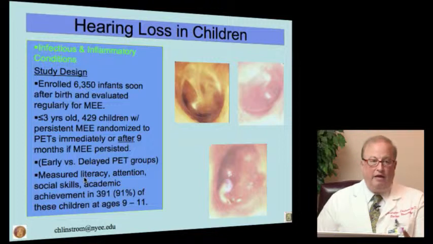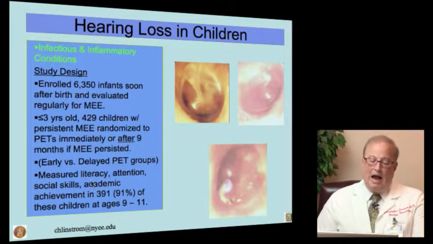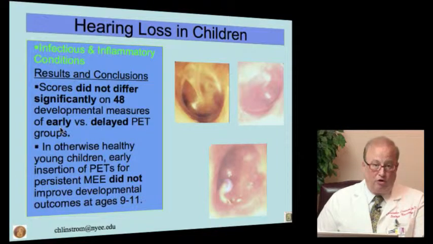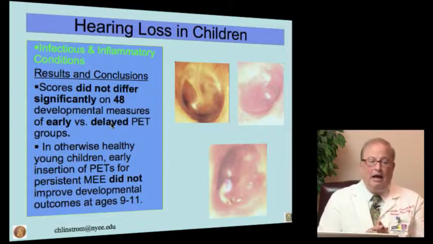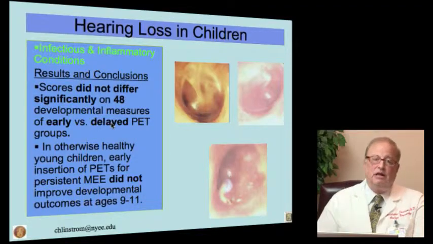They measured the later developmental skills of these children, of these 2 cohorts, and they had about a 91% follow-up rate. Now, they looked at a huge number of things, 48 developmental measures compared prospectively and in a randomized fashion between children with early versus delayed tubing. And in fact, there was no difference in their outcomes. So I think this is a robust study.